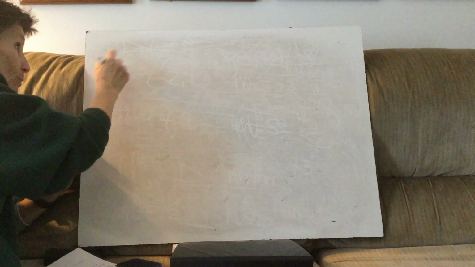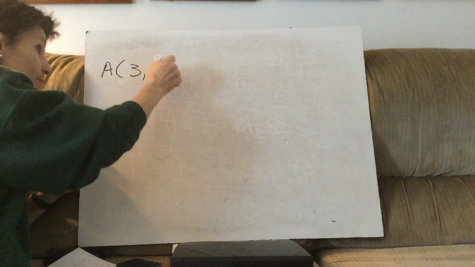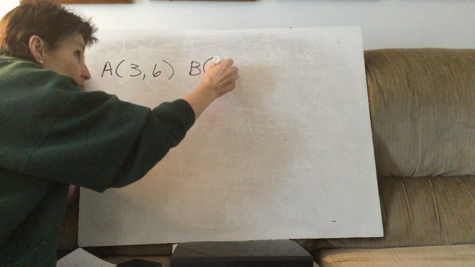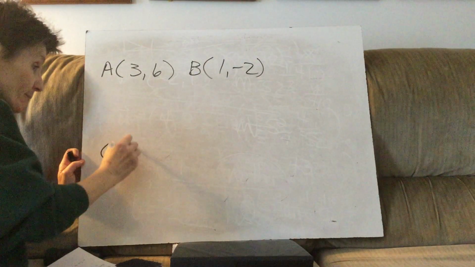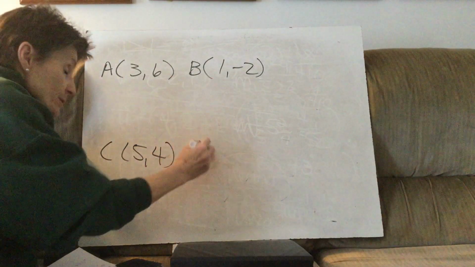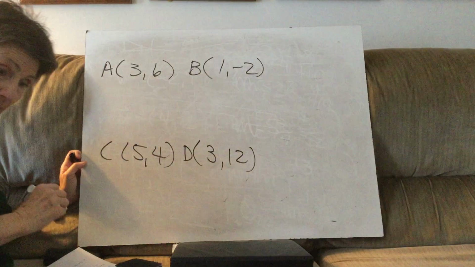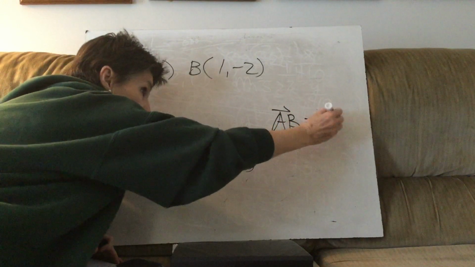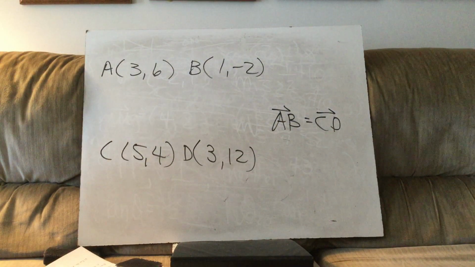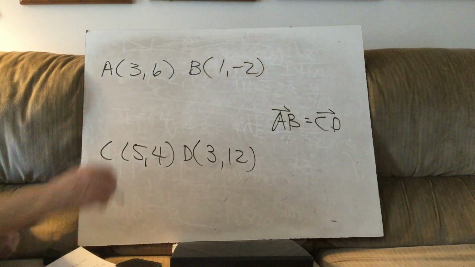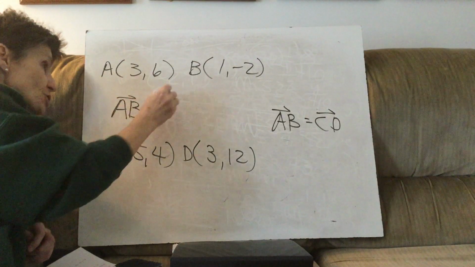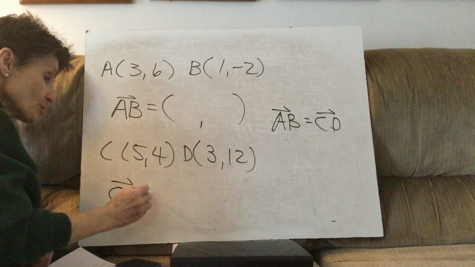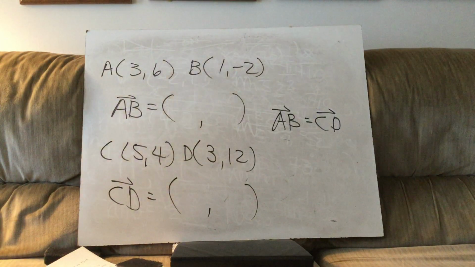And finally, we got a bunch of points. So we have 3, 6, and 1, -2. And we have 5, 4, and 3, 12. And we want to know if AB is equal to CD. Well, that's an easy question, because if they're going to be equal, then they have to have the same coordinates. So let's find the coordinates of each of these vectors, and if they match, then we're equal. If they don't match, then we aren't equal.